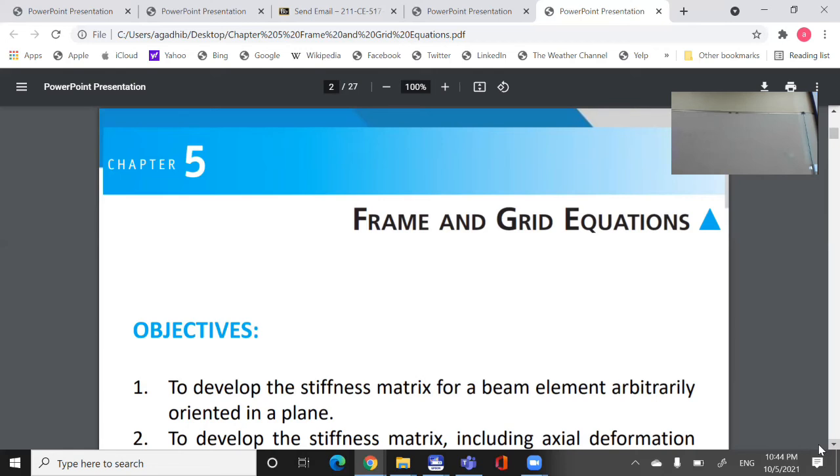9 by 9. Node 1, node 2, node 3. 9 by 9. It's going to be what? 9 by 9? Yes, 9 by 9. Okay. Now what are the degrees of freedom? What are the unknowns? The unknowns here, what you are solving for. Out of 9 by 9, you are going to solve for what?